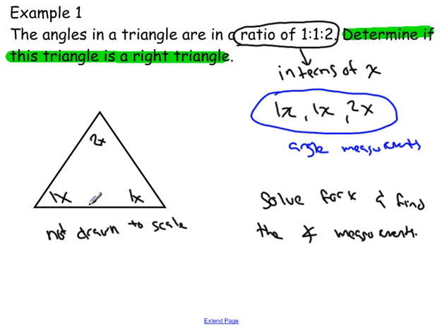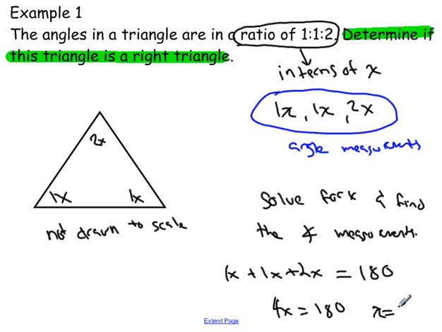So let's solve for x. We know that 1x plus 1x plus 2x are supposed to equal 180. These are supposed to add up to 180. So altogether, we're going to get 4x equals 180. And when you solve for x, you get x equals 180 divided by 4, which is 45. So this angle here is 45 degrees, and this angle here is 45 degrees. This angle here is going to be 2 times 45, which is 90. So this is a 90-degree angle.